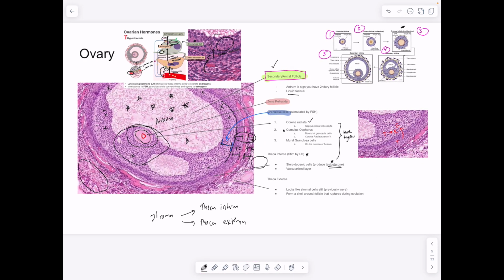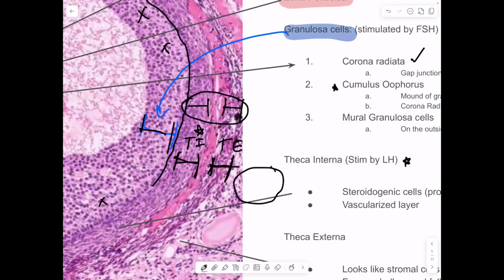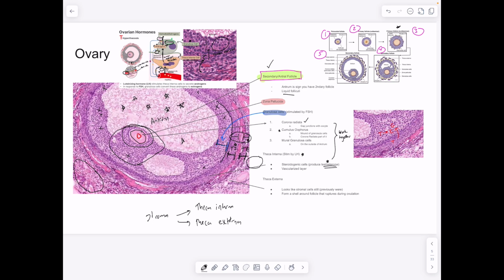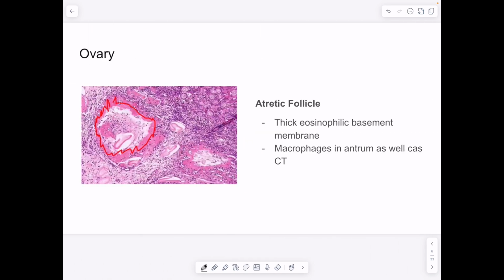All right, so outside of the theca interna cells, which are right here, we have our theca externa cells, and those are contractile overall.